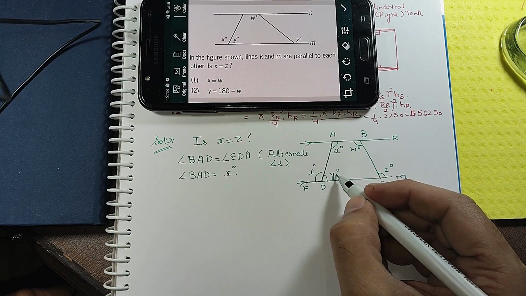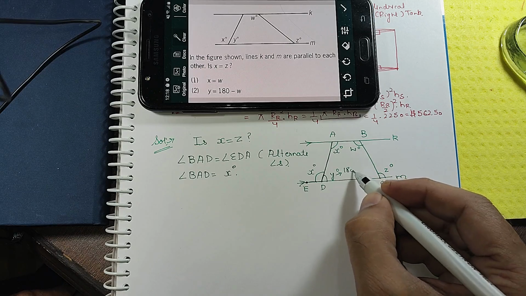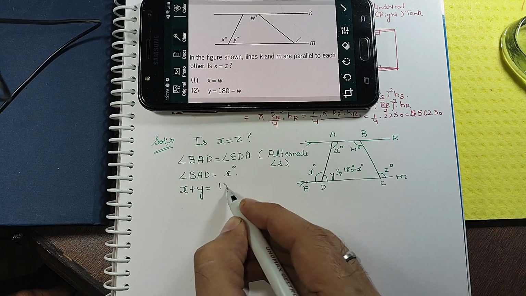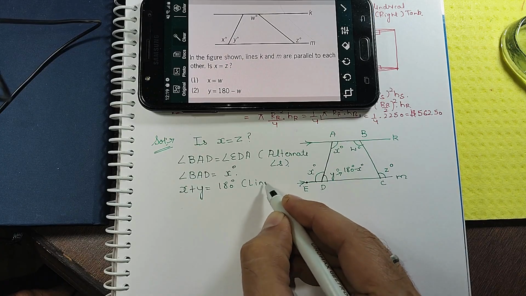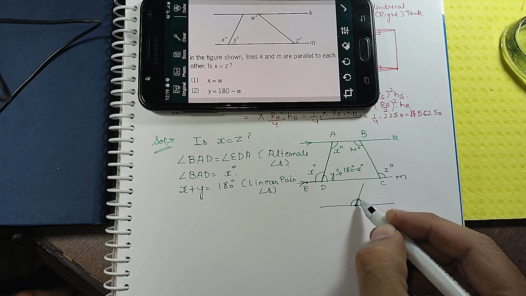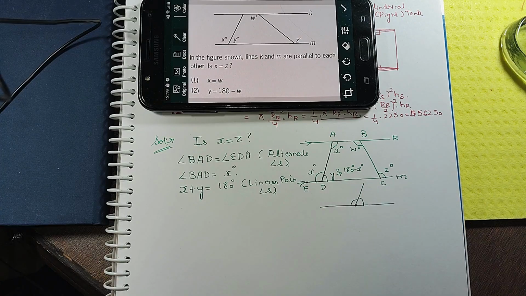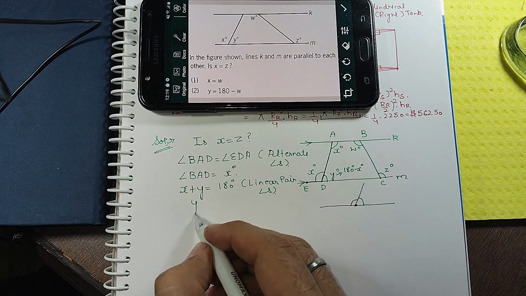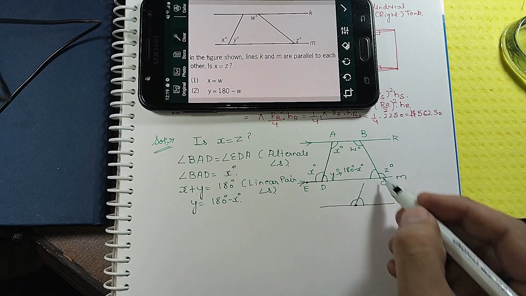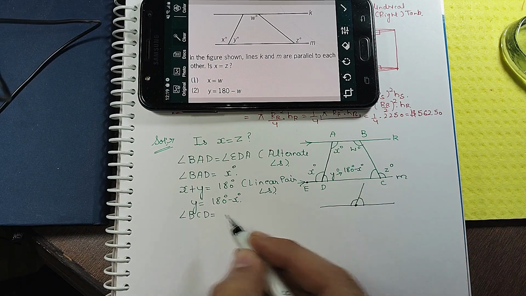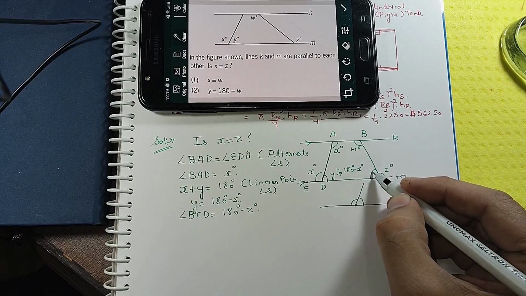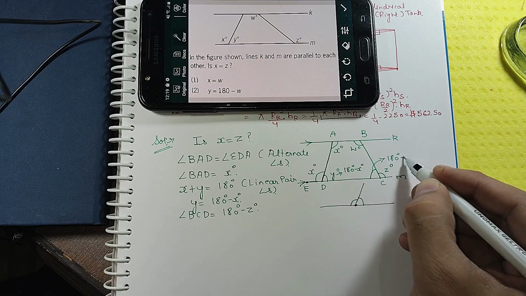Furthermore, y degree is equal to 180 degree minus x degree. How? Because x plus y is equal to 180 degree, as these form a linear pair of angles. Linear pairs are when, in a straight line at a certain point, two angles form and their sum is always 180 degree. So y becomes 180 degree minus x degree. Now this angle BCD must be equal to 180 degree minus z degree.